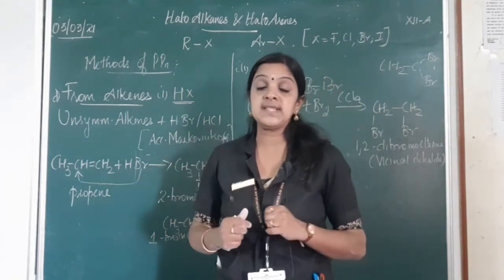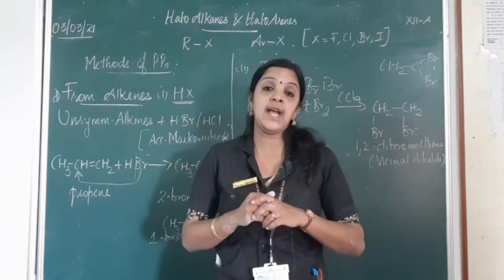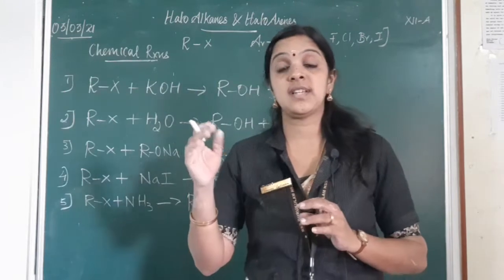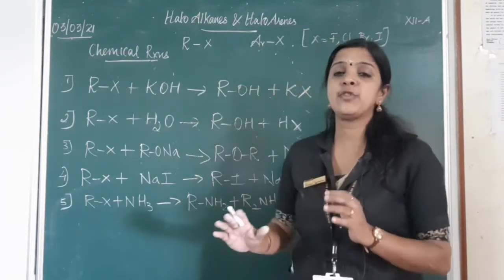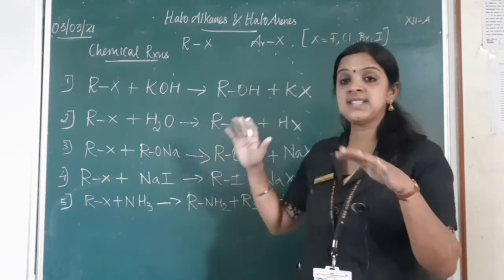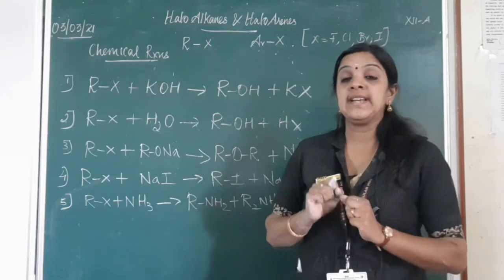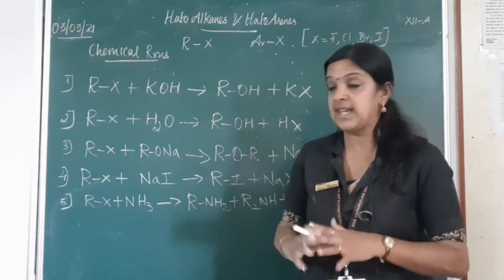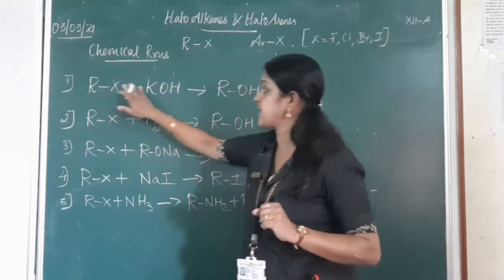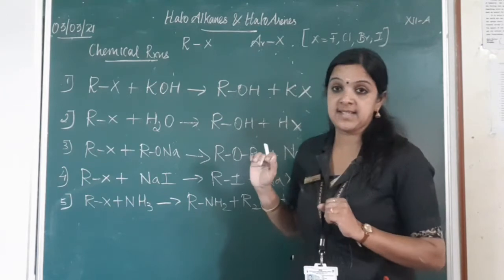Now we will be seeing some of the important properties or the reactions of haloalkanes. Chemical reactions of haloalkanes. Now listen very carefully, children, because if you can understand the base, that is the reaction, the mechanism, what is happening, it will be easy for you to write with any example which is being asked in the exam. RX plus KOH gives ROH plus KX.